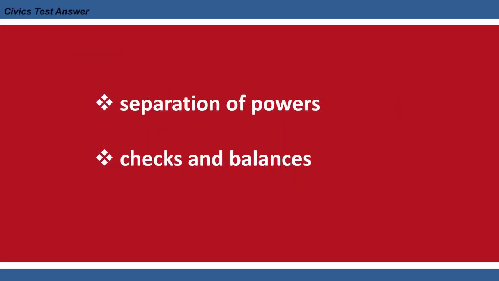Separation of powers. The Constitution makes sure no one branch of government has all the power by instituting a system of separation of powers. The Constitution also gives each branch of government ways to stop the other two from becoming too powerful by establishing a system of checks and balances.